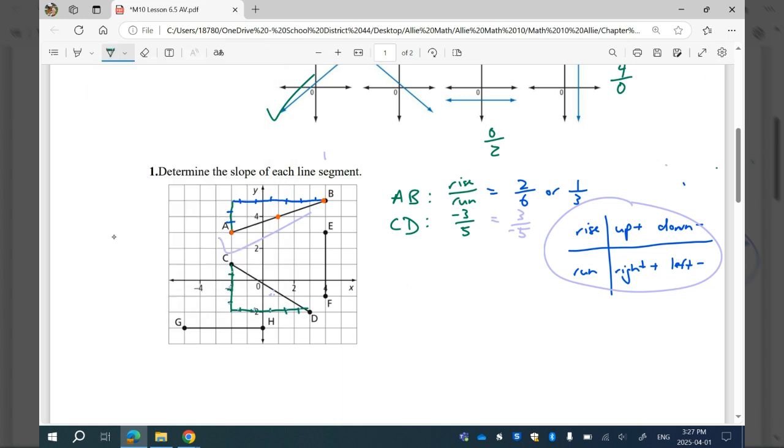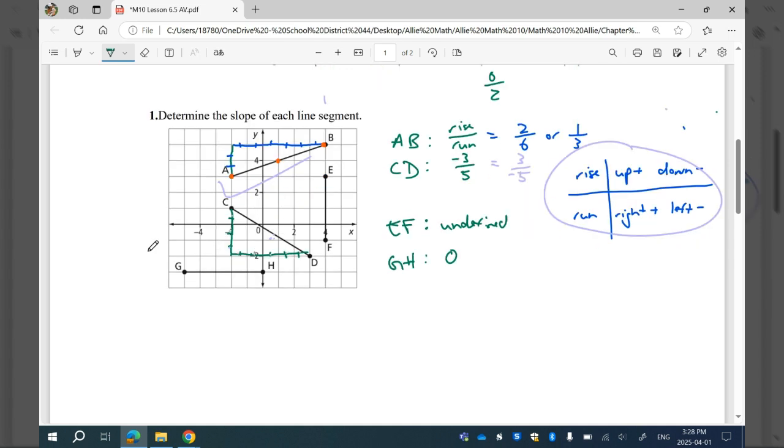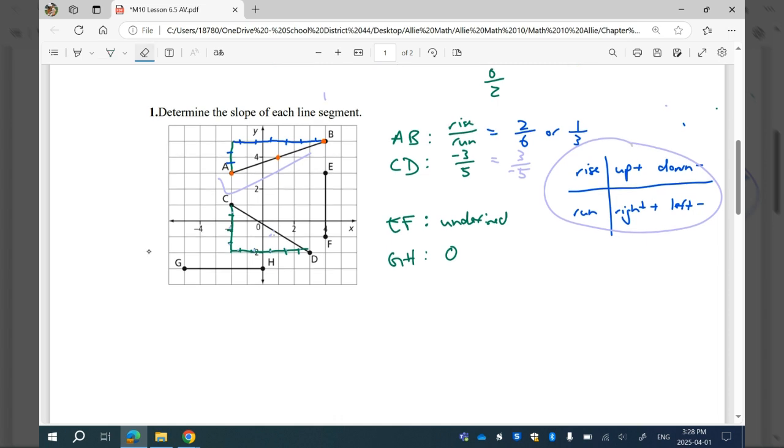And sorry, our next one, I erased it, but E, F. This is our straight up and down one, so this is undefined. And our G, H, it's not sloping at all. It's flat, and so that is a slope of 0. Okay, let's do a few more.